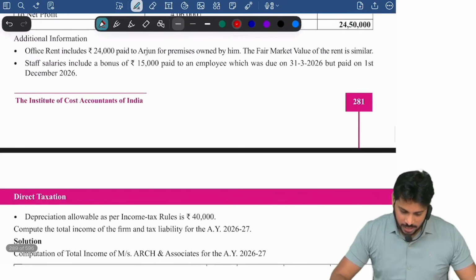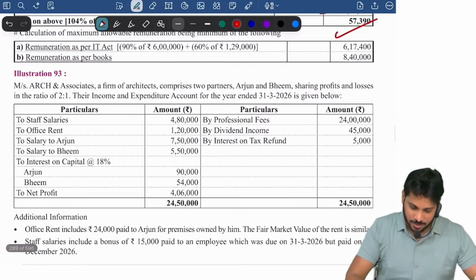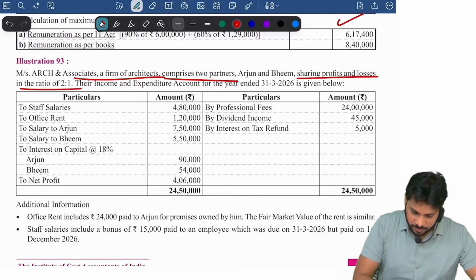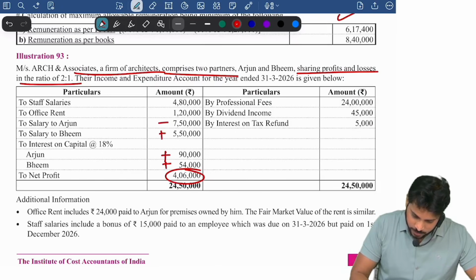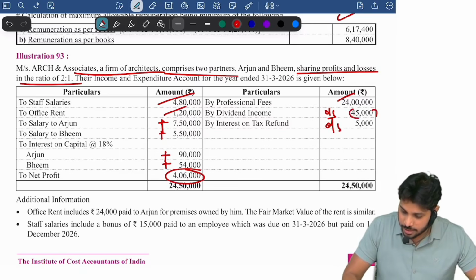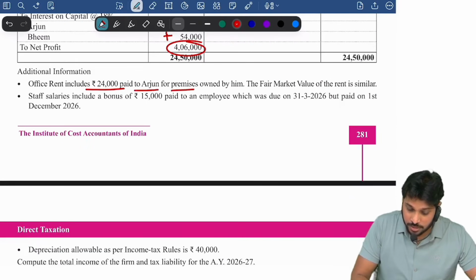I'll not solve it. I'll just explain the problem. There is a firm comprising 2 partners sharing profit or loss in the ratio of 2:1. Start with net profit. Add back capital. Office rent allowed. Staff salary allowed. Professional fee taxable. Dividend income, other sources. Interest on IT refund, other sources. So we should reduce this. Correct? Then office rent includes 24,000 paid to Arjun for premises owned by him.